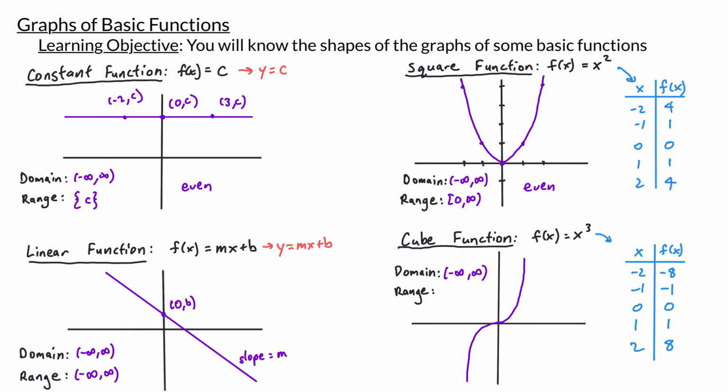Looking at our graph, we see that the range of this function is also all real numbers because there's no lower bound for our y values and there's no upper bound for my y values. One last thing is that this function is symmetric with respect to the origin, so it is an odd function. On our next page, we'll look at a few more basic functions.